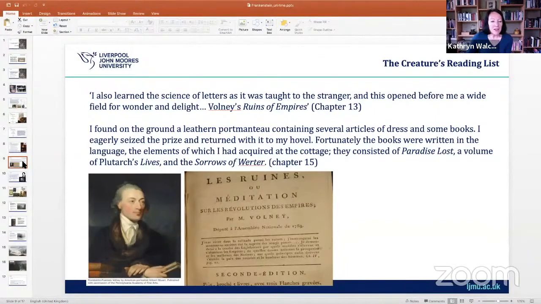And the final contextual thing I'd like you to think about is some of the intertexts and the ways that other books appear within this. So this is going back to this idea of the assemblage of texts being unnaturally brought together. And in the text, the monster finds lots of different texts that he reads and educates himself with, one of which is Volney's Ruin of Empires.